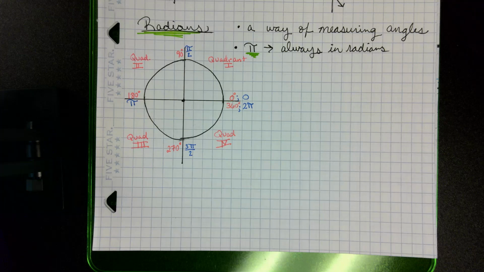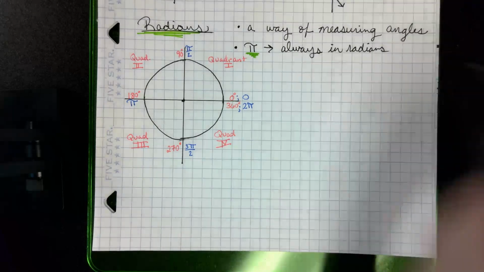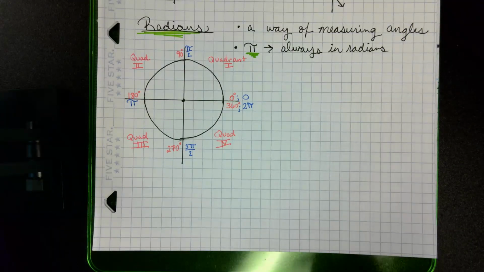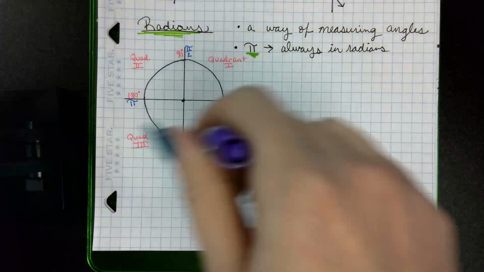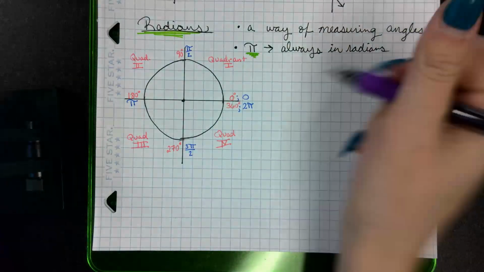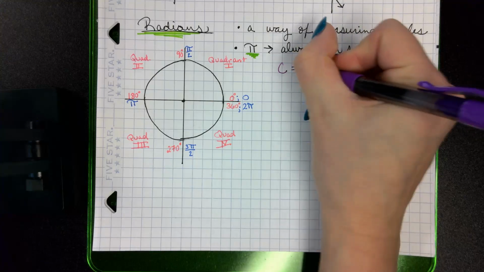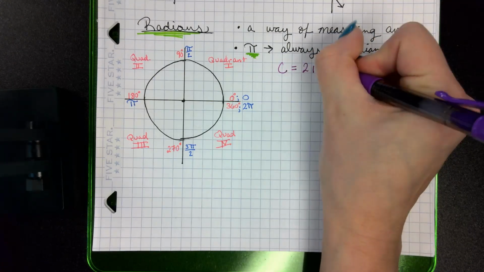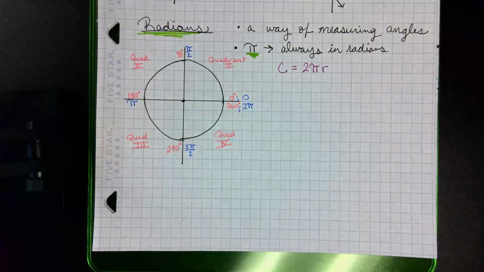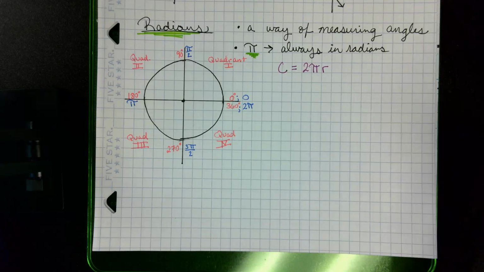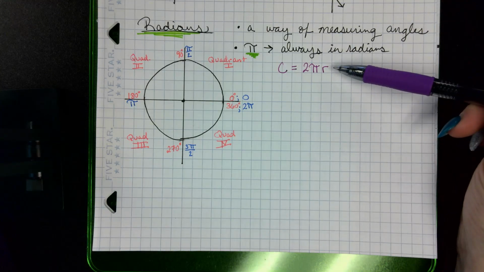So a little bit of extra information to help you further understand where all this is coming from. If you remember in geometry, and if you don't, that's fine, we're going to go over it. The circumference of a circle, which is the perimeter of the circle going all the way around, the formula is C for circumference equals 2 pi r, where r is the radius, the length of the radius of the circle.